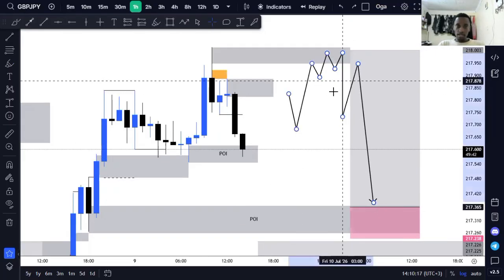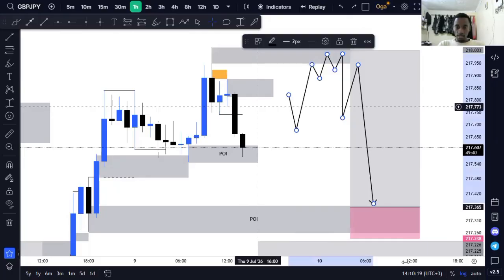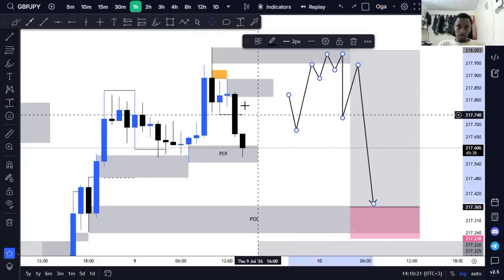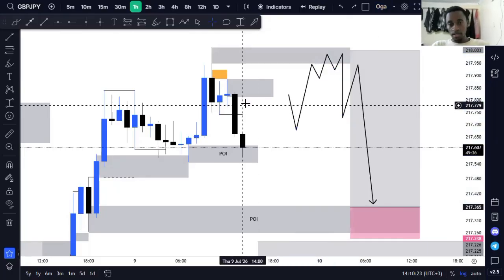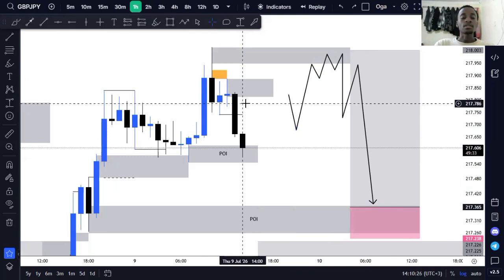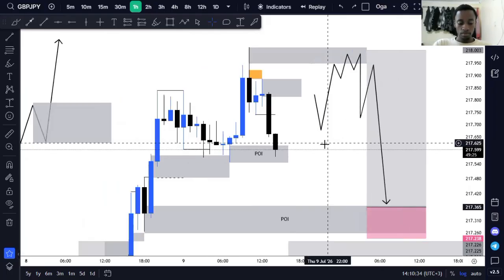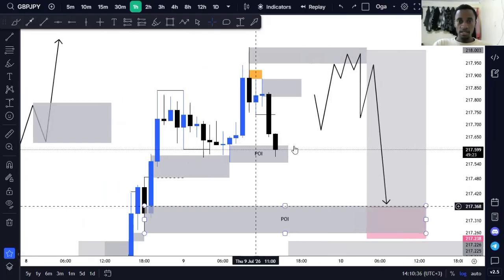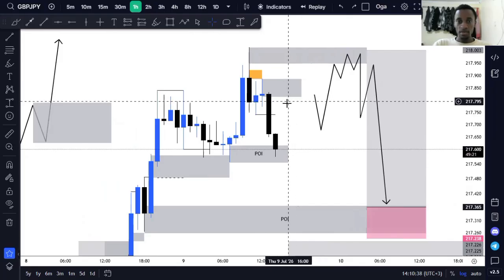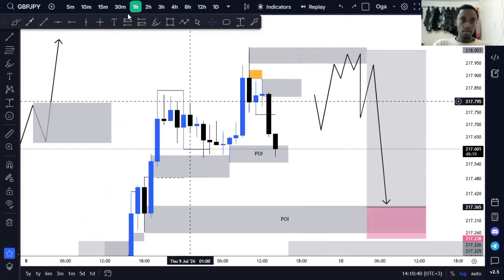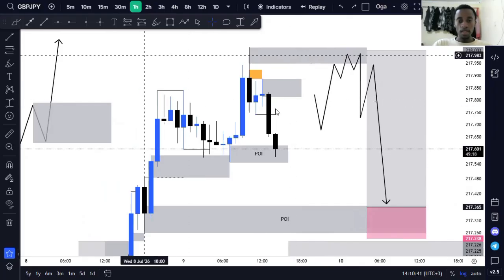I'm going to set an alert here. Let me set an alert at this zone, so that when price reaches there, I can get notified and know what to do. Yeah, so I have an alert here, and I'm going to set another one here, so when price reaches the point, I'll be notified.